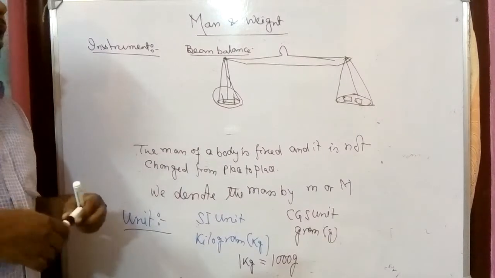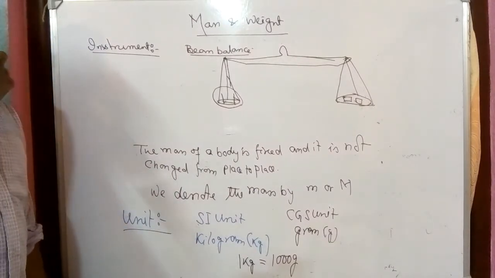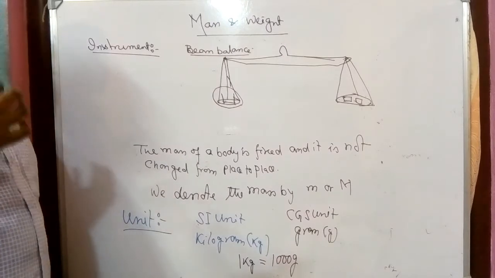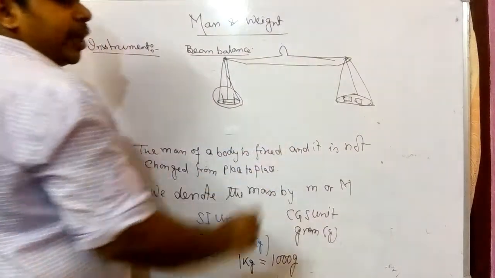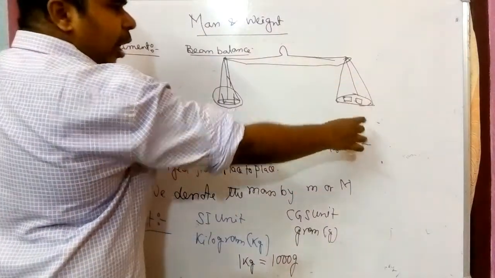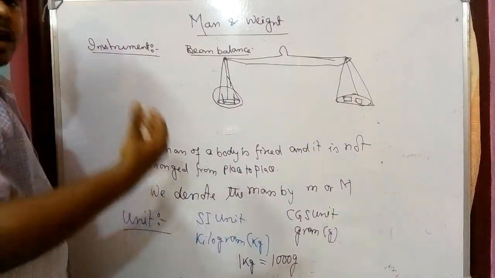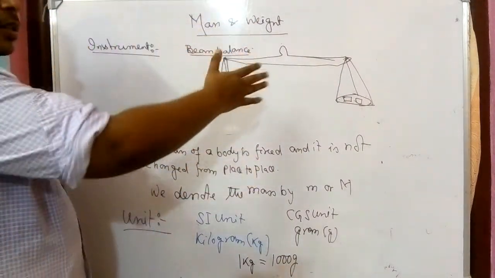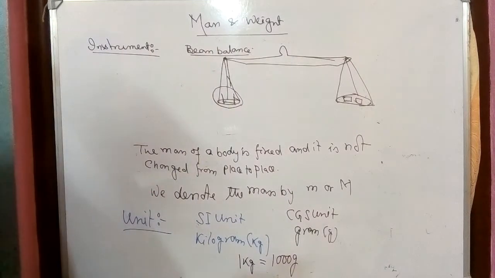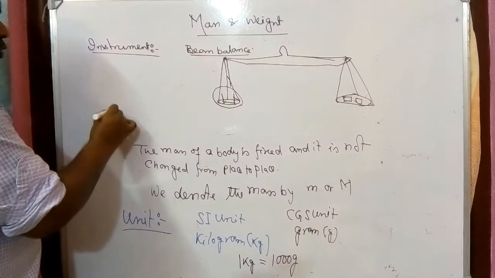Now the problem is that the beam balance is an instrument where we need to do some trial and error. Assume we have kept some weight here, so it is coming downward. So we have to change the weight. We have seen this in the vegetable market, in the fish market, this thing is going on.